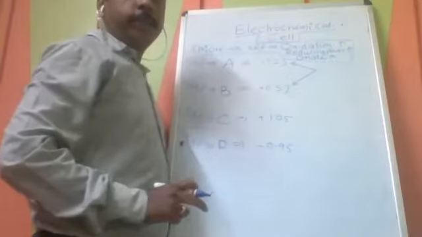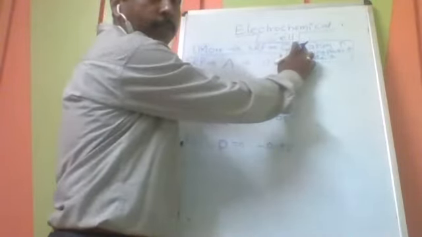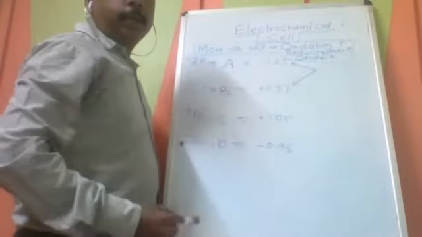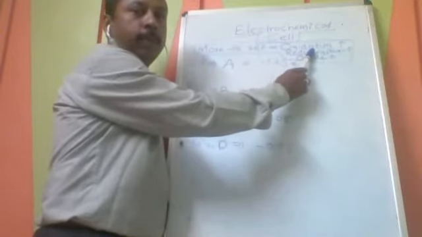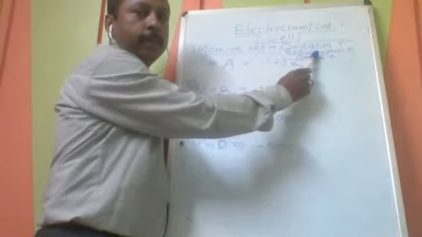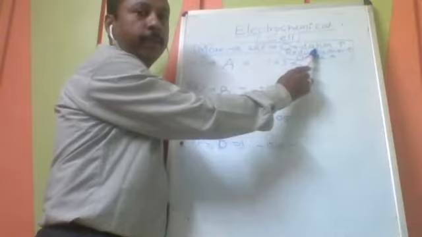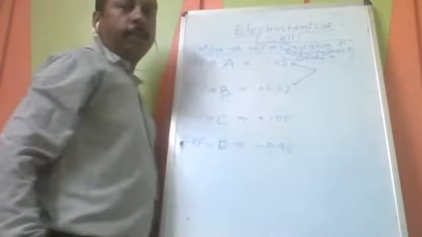What are the things we can compare? First thing, oxidation tendency will be more. The tendency to oxidize will be more. So the element which can oxidize can reduce the other element very fast, and it can act as an anode very well.